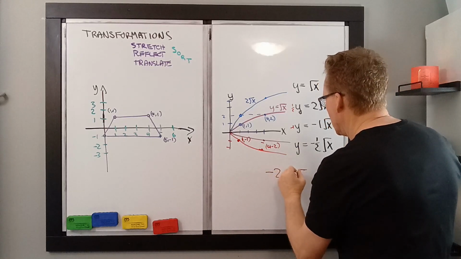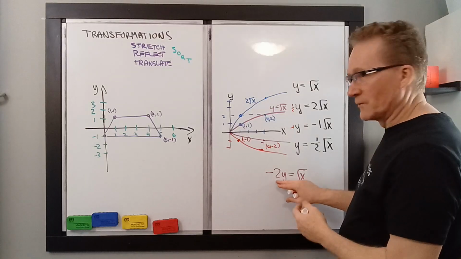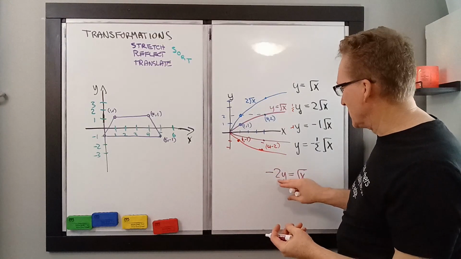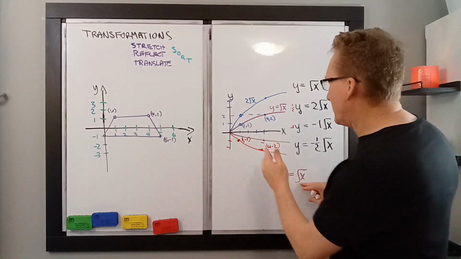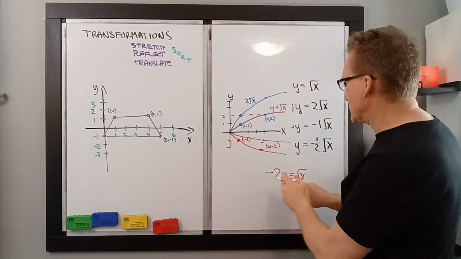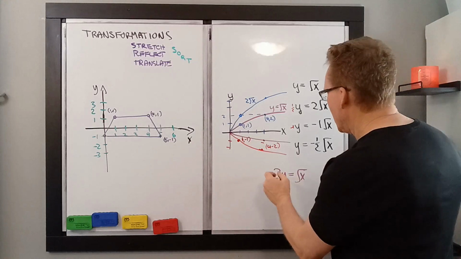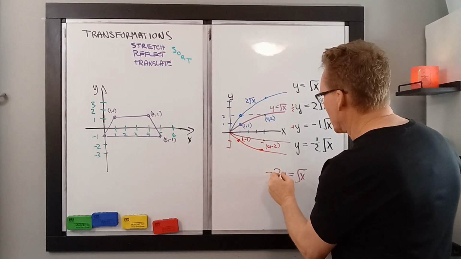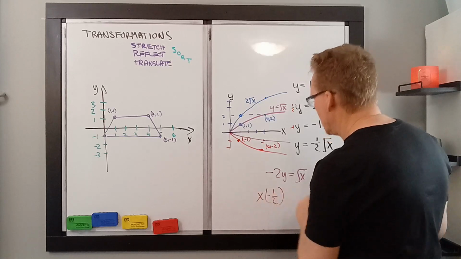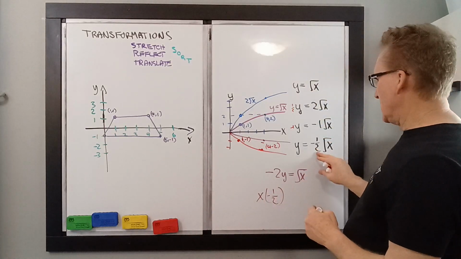-2y equals root of x. If you're putting this in this form, the y is going to have to be 1/2 of what it was before, because you want to keep the x values the same. But you also have to make it minus. So it takes a little bit of extra thinking. In this case, you would take every y value and multiply it by -1/2, just like you would do here, by -1/2.